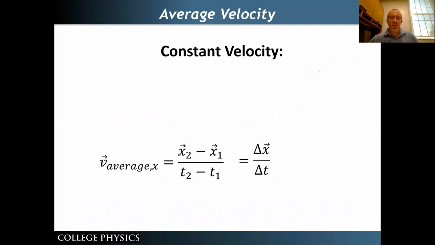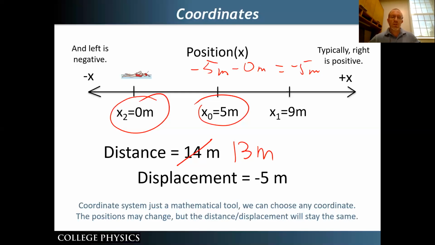Regardless, the swimmer's displacement is still, what is it? It's -5 meters. In this case, her final position would be 0. Her initial position is 5 meters, and her displacement would be -5 meters. So our displacement is the same thing no matter what. All right. So what's next here?